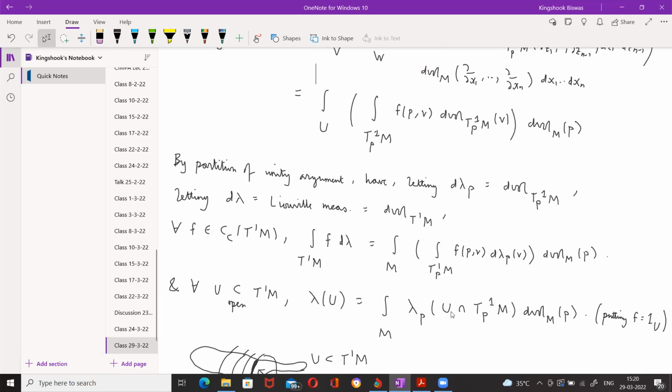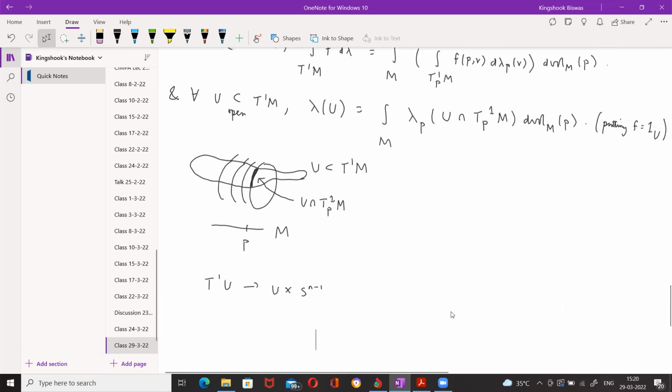Locally it's the product measure of the Riemannian volume of the base with the Riemannian volume of the sphere. That's the message. So here lambda goes to the product measure, vol_M cross vol of the sphere.